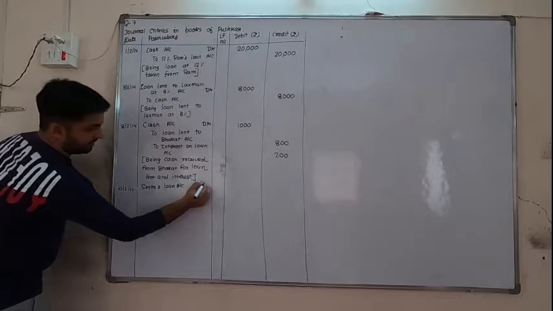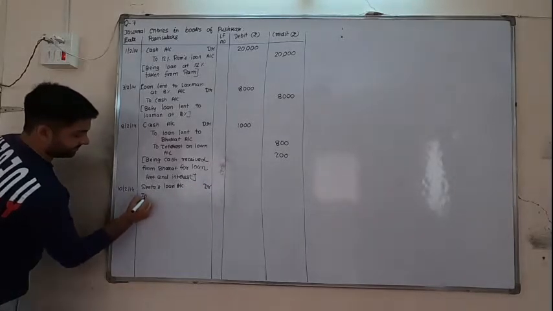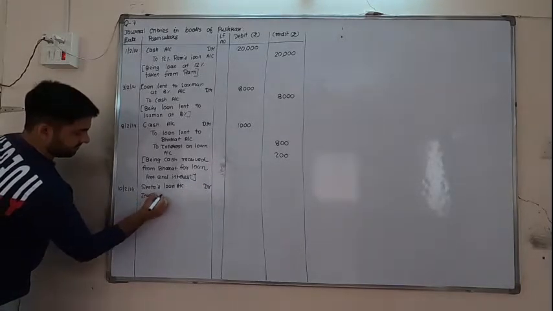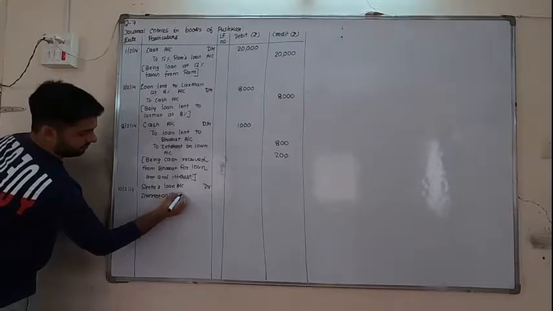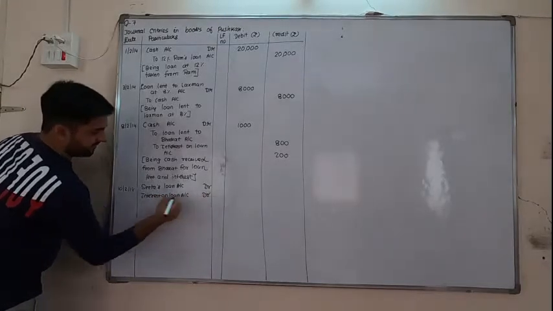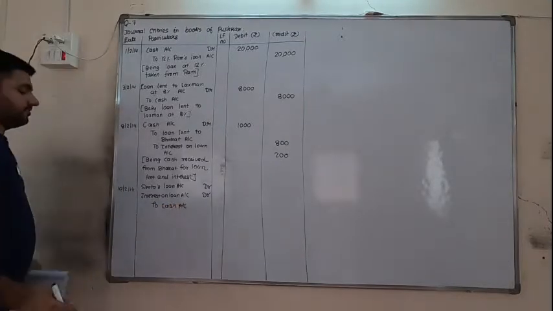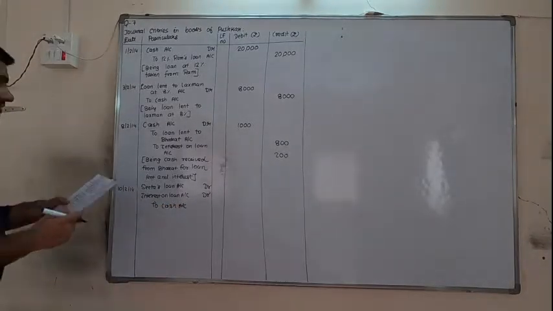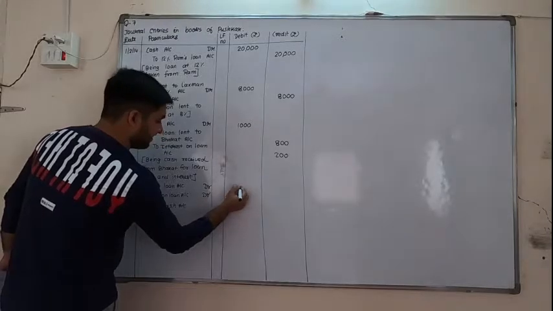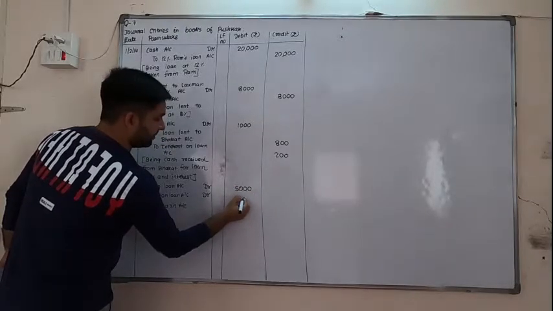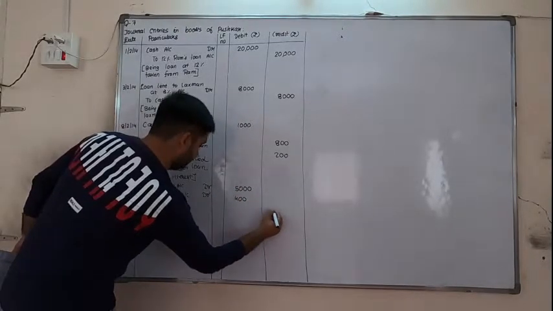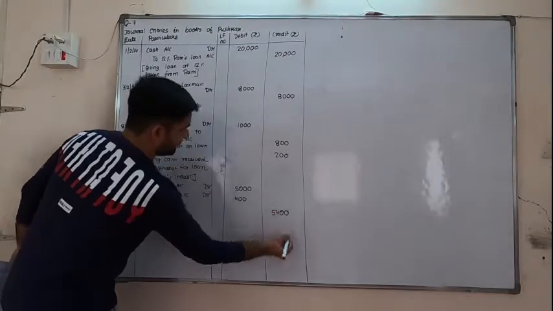Sita's loan account debit, interest on loan account debit to cash account. We are returning the loan of rupees 5,000. We are paying 400 interest, so in total we are paying Sita 5,400.